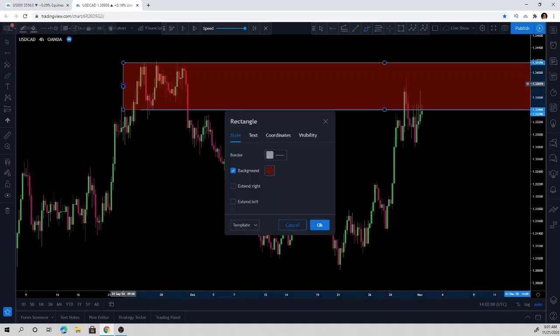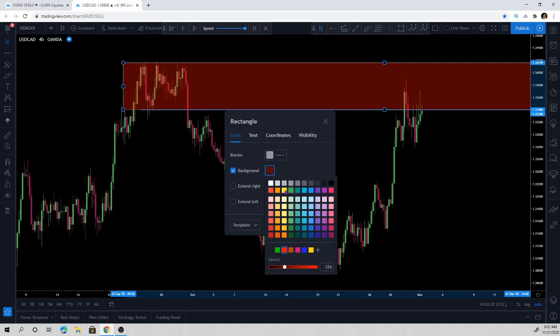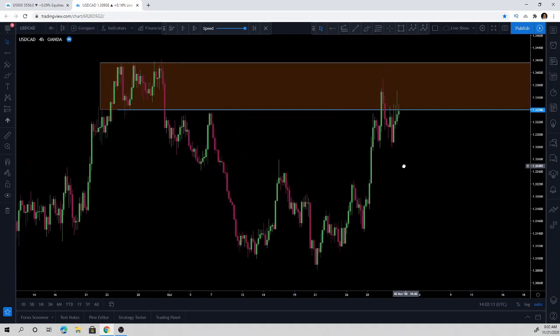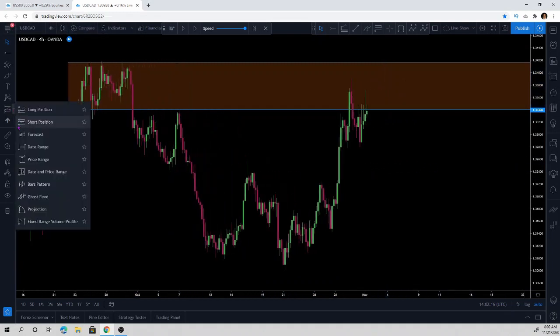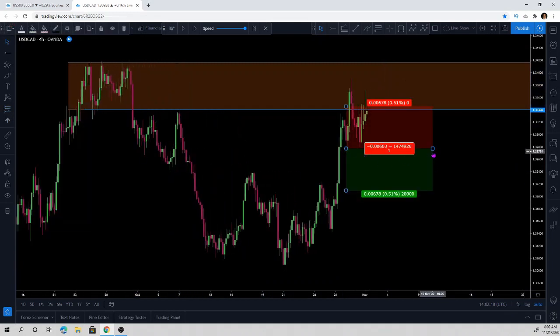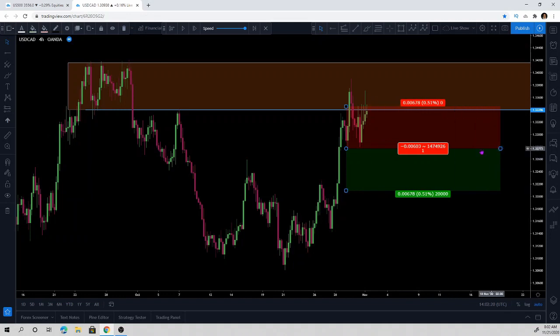Actually, let me change the color of the background of this rectangle to a more subtle one, because I'm going to be using some other tools that have colors in them. Let's call it a brownish. And what are we going to do? We are going to try to sell this market. And this is not our stop loss or our targets just yet. I want to explain something.